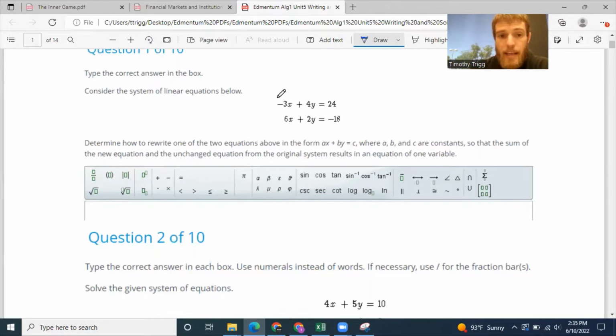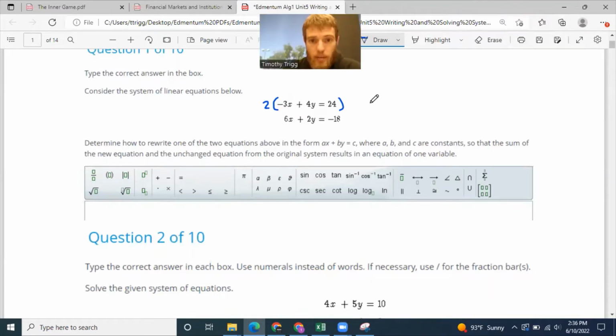If I want to eliminate the x's, I can multiply this top equation by what? Well, hopefully you can see I would multiply by 2. That way you'd get -6x here, which would eliminate with the positive 6x. So what does that look like? So our top equation now will be rewritten as -6x plus 8y equals 48. So remember, you multiply the 2 by every term in this equation.